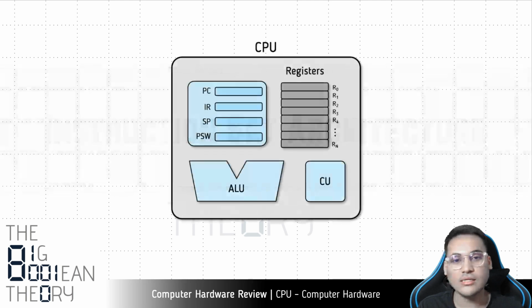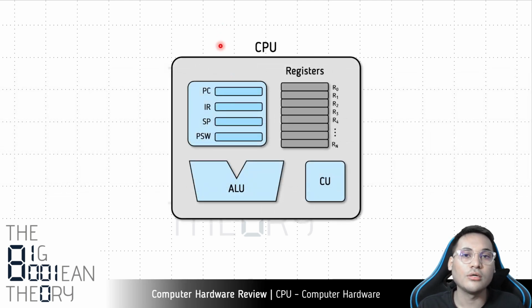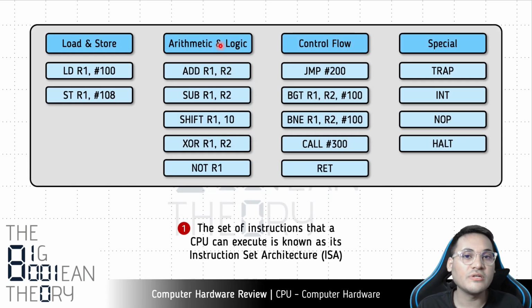So basically this is the CPU. We have understood that the fundamental job of the CPU is to execute instructions, right? So now basically the instruction set architecture talks about the set of instructions that it can execute. So let us understand this with an example. The set of instructions that a CPU can execute is known as its instruction set architecture, or ISA.